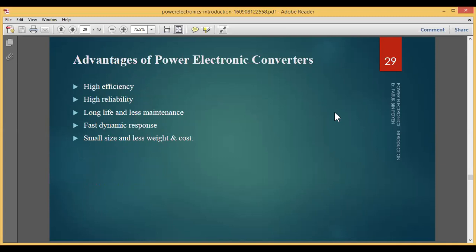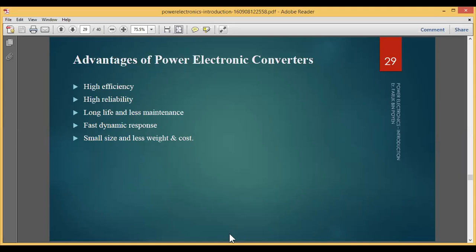Now coming to the advantages of power electronic converters. What are the various advantages? We have studied the power electronic converters in our previous video lecture: AC to DC, AC to AC, DC to DC and DC to AC. So in total, 4 power electronic converters we have studied. After studying those 4 converters, what are the various advantages given by those particular power electronic devices?